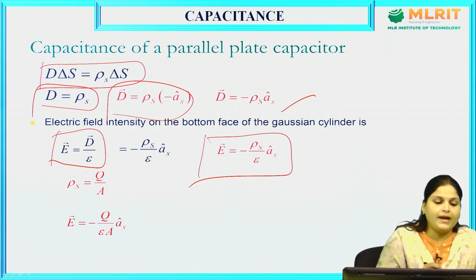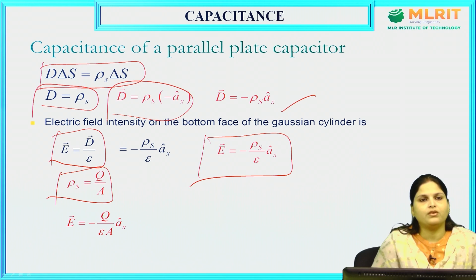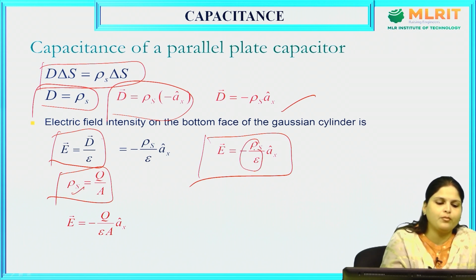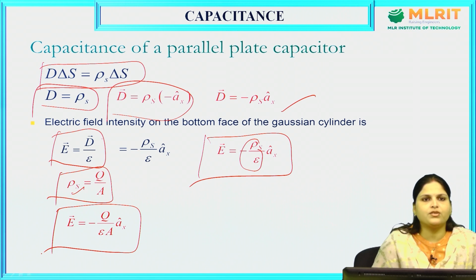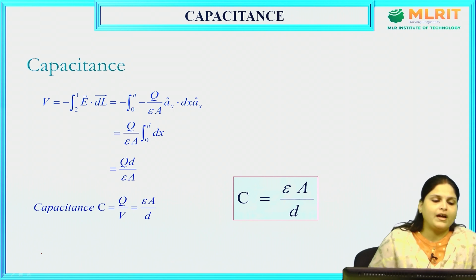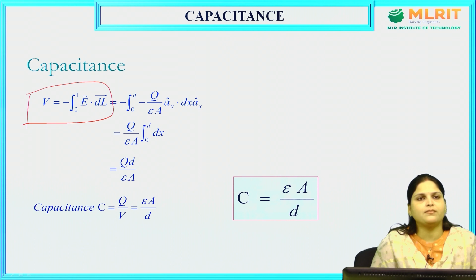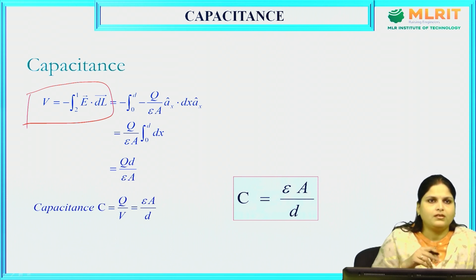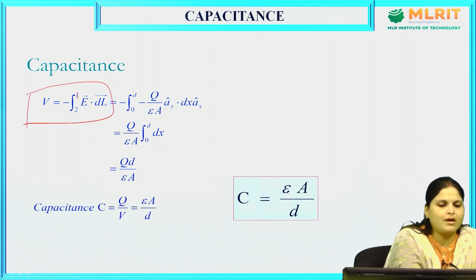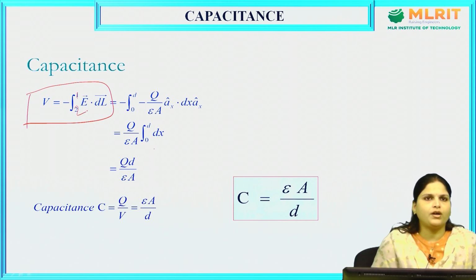We know that rho S equals Q by A, where Q is the charge and A is the surface area, so charge per unit area. Now we put the value of rho S into this formula and we get E equals minus Q upon epsilon A a_x. This is the electric field intensity. Now we have to get the potential. The potential is minus integration, with limits 2 to 1, because we have two different plates and the distance between them is d, of E dot dl.